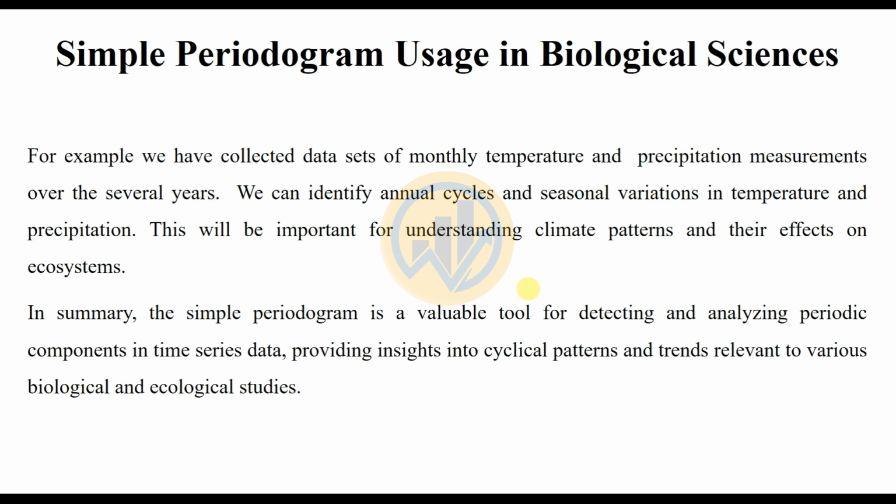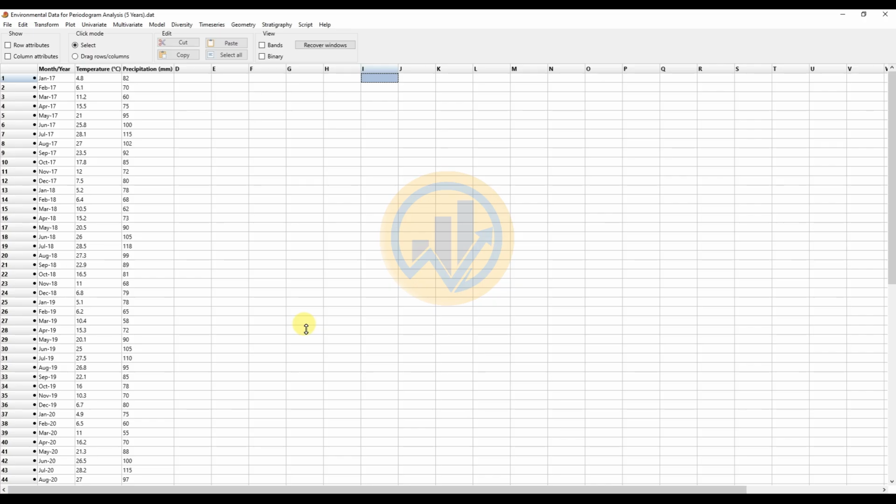So let's go to the analysis section and open the PAST statistical software. The data is already entered in the PAST workspace. We collected two environmental data sets, one for temperature and the next for precipitation pattern. The data covers 5 years in total, starting from January 2017 and ending with December 2023. There are three columns: the first for month and year, the next for temperature, and the third for precipitation pattern. Now we select the precipitation pattern for the data analysis.